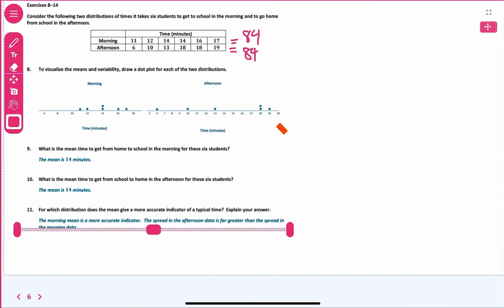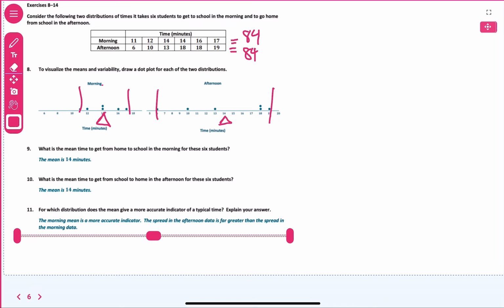So let's look up here again. When is it least varied? Well, right here in the morning time, right? Or here to here, as opposed to this wide variation. So the mean is a better indicator when it's least varied, which would be here and here. The morning is a more accurate indicator. The spread in the afternoon is too wide, too great.